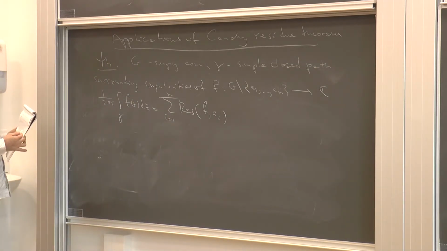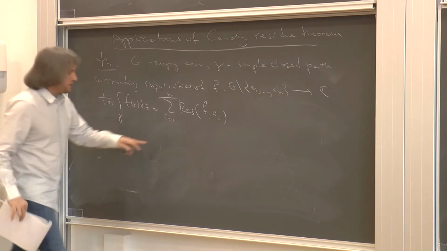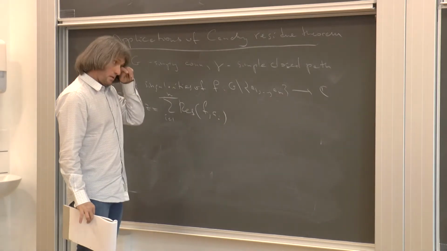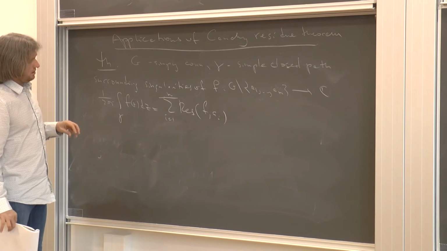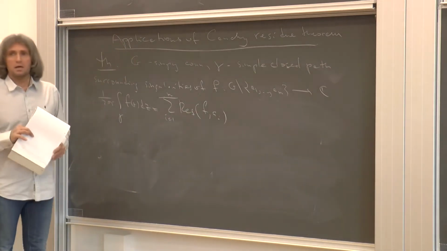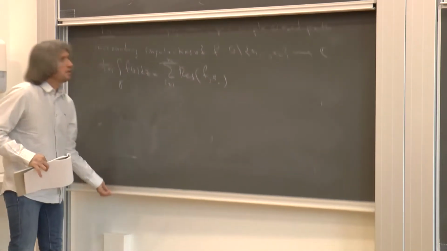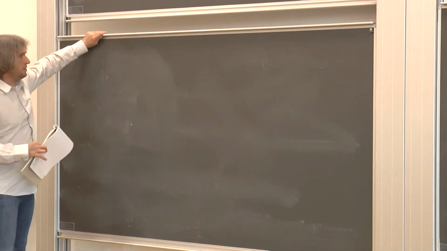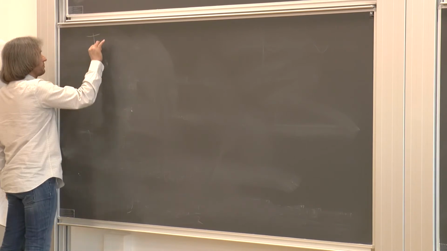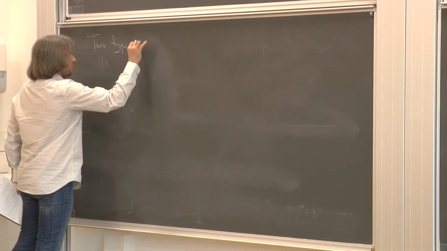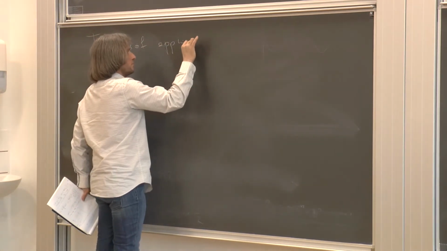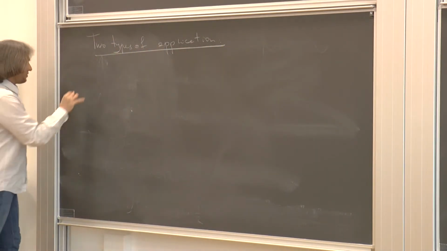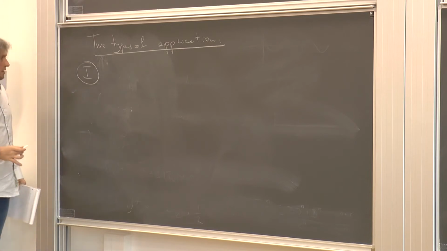So notice that all these singularities are isolated. In particular, this means that there are finitely many of these points. Now, here is how we apply it. So two types of application. So first type is when we have some real valued function on the real axis.